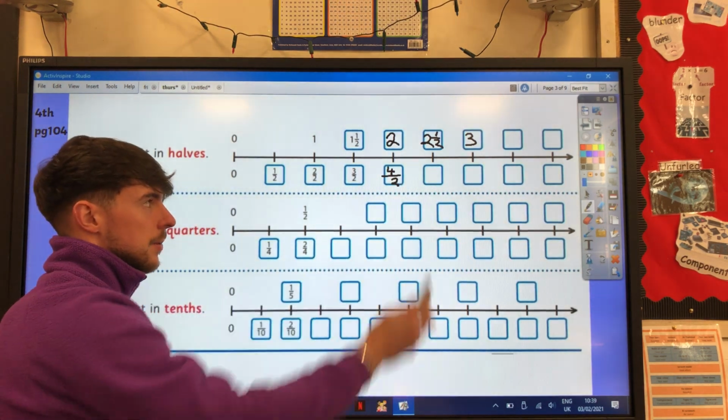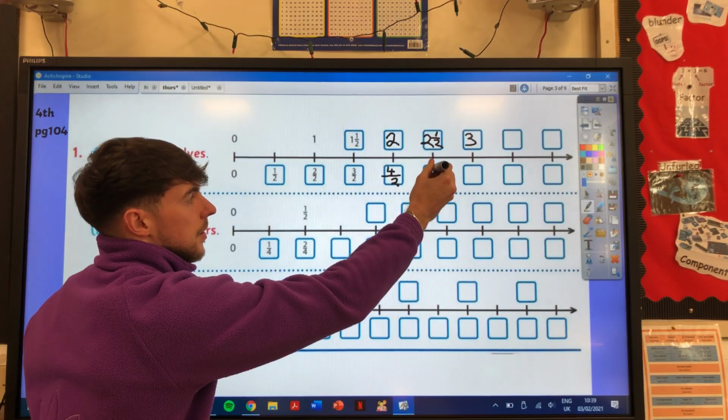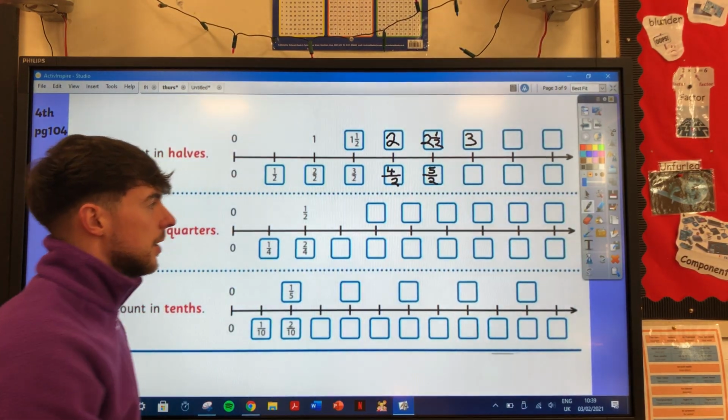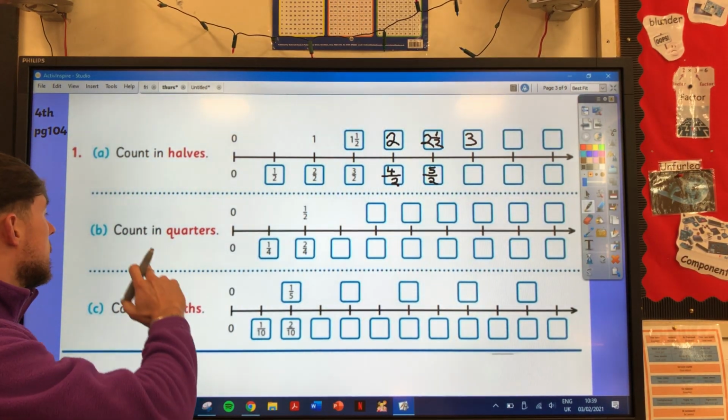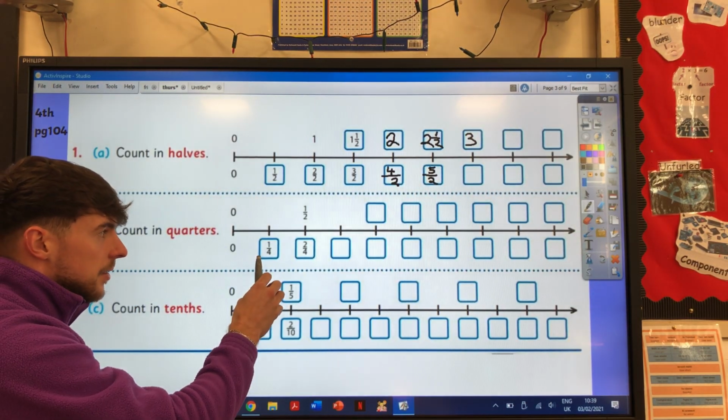So what's the next one going to be? 2.5. What's that in terms of halves? It's 5 over 2. Perfect. Alright, 5 over 2. Okay, so you should get that very easily. Okay, B, then we're going to count in quarters. The exact same thing. So you notice a pattern.